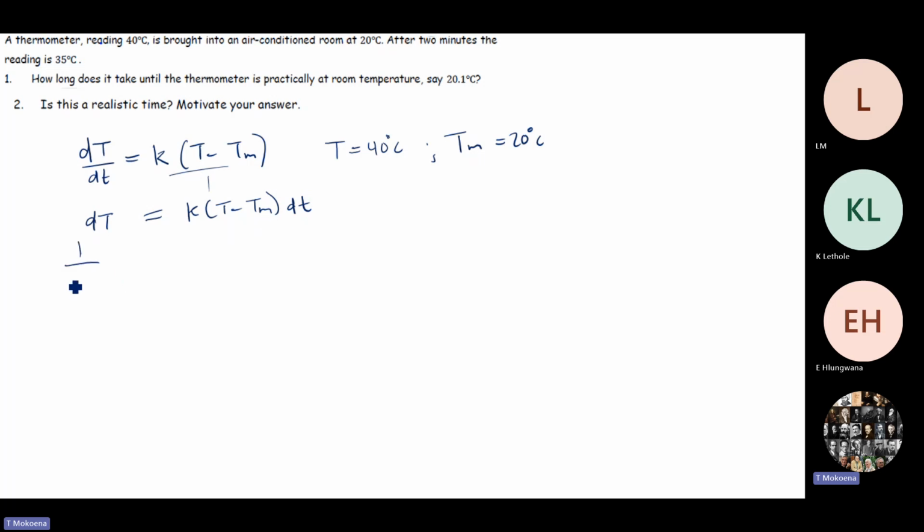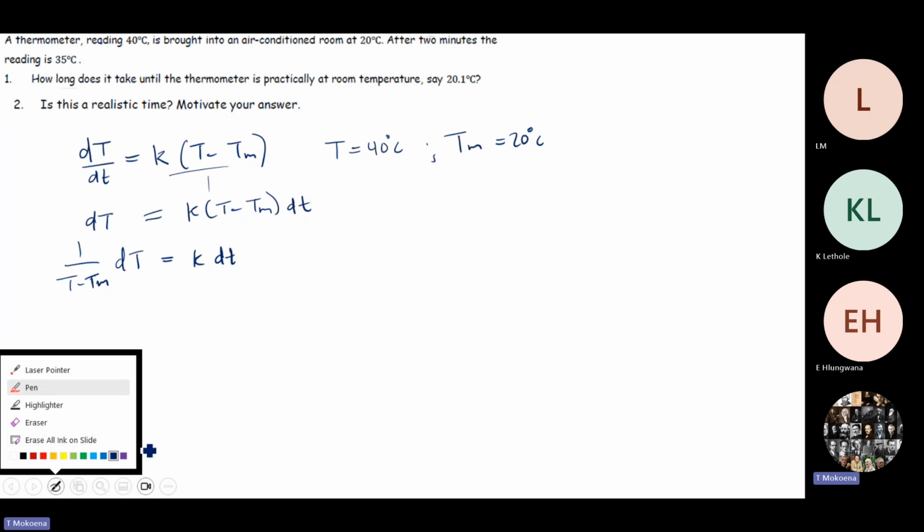So here I'm going to have 1 over T minus Tm multiplied by dT, and this side I'm going to be left with k multiplied by dt. Now I have separated my variables. Capital T one side, small t one side, k wherever you are, I really do not care about you. So now let us integrate then. So this is separable, we can see.